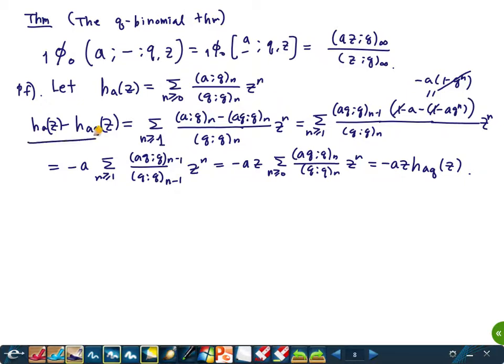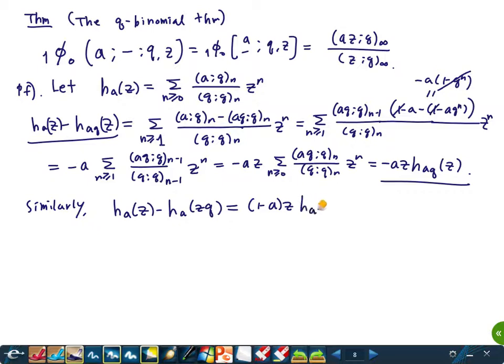So we obtained one thing. This is equal to this. And similarly, if you consider H_{aq}(z) minus, now you multiply q there, H_{aq}(qz), then by the same idea, you obtain something like this: 1 minus az, H_{aq}(z). You apply the same idea.